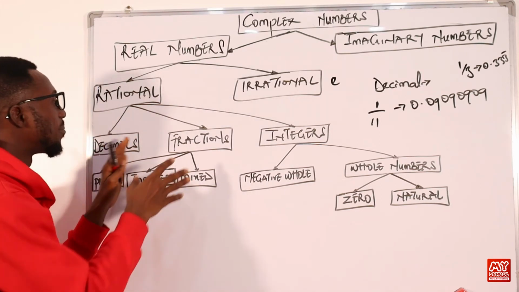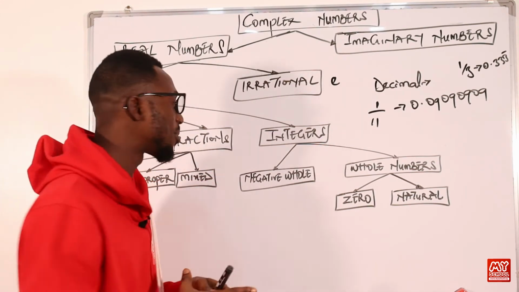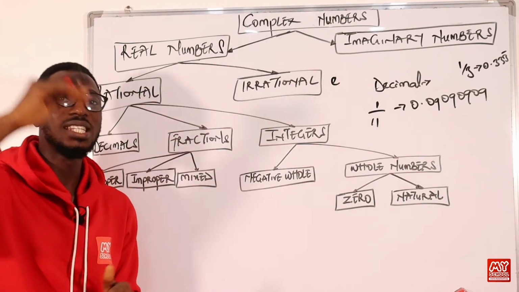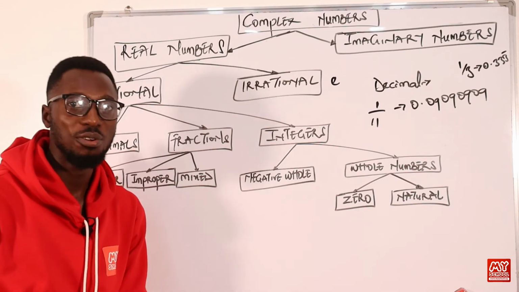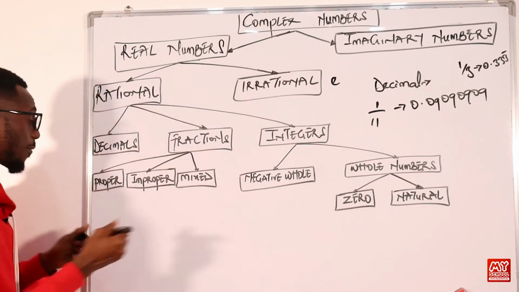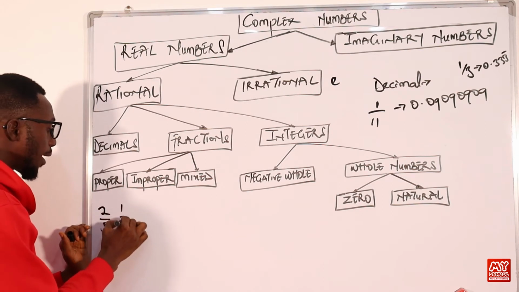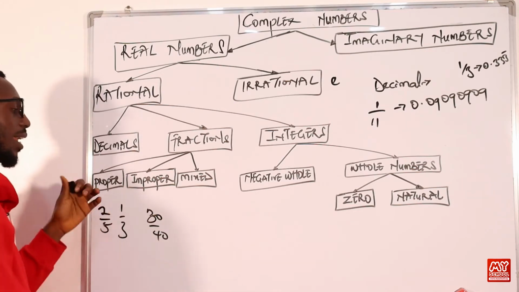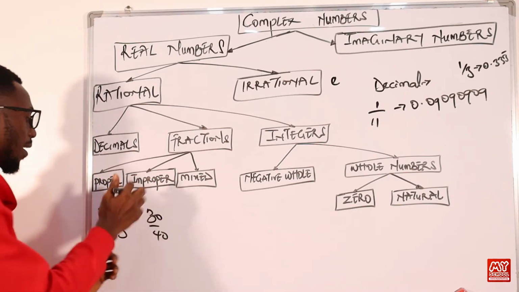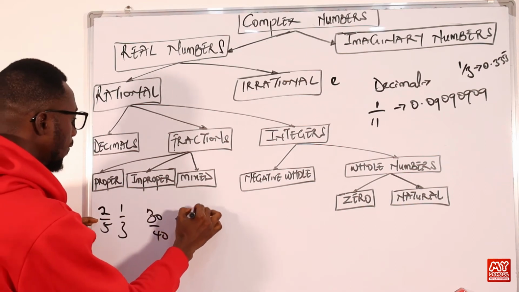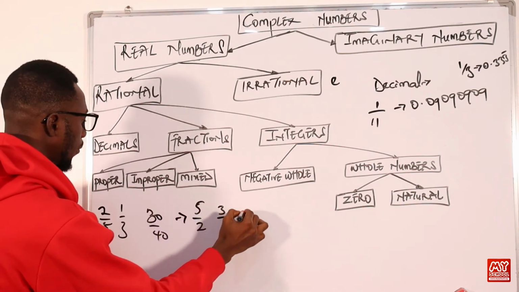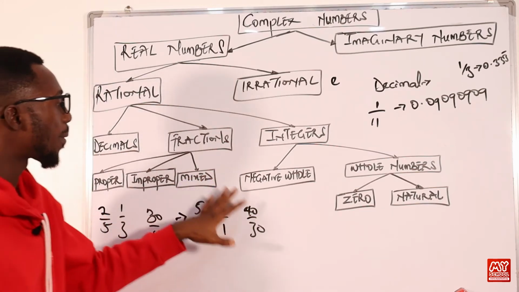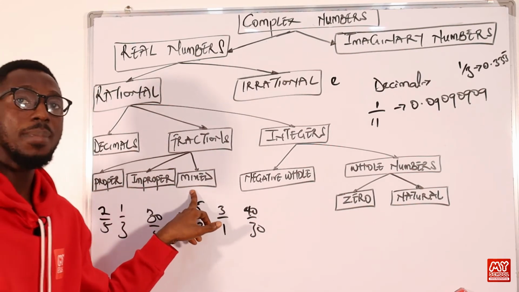Now we'll move to fractions. We've talked about fractions a lot. Fractions can be proper, like when you have a smaller numerator sitting over a bigger denominator, for instance 2 over 5, 1 over 3, 30 over 40. All of these are proper. Then improper is just the reverse, like 5 over 2, 3 over 1, 40 over 30. The presence of an improper fraction will actually give back mixed fractions.